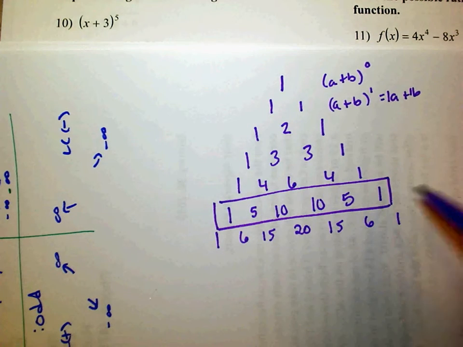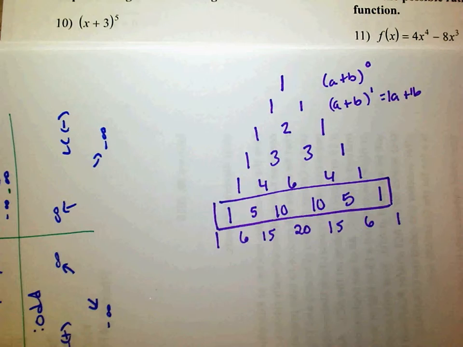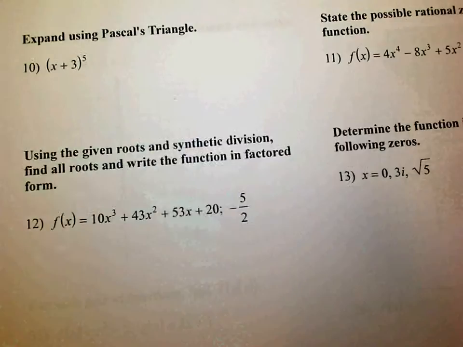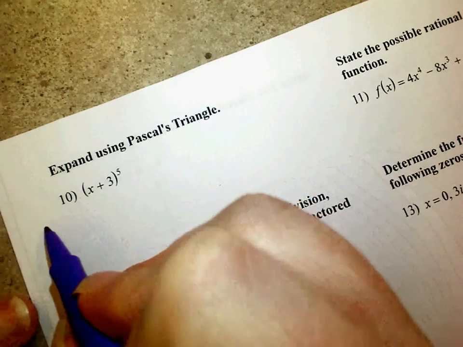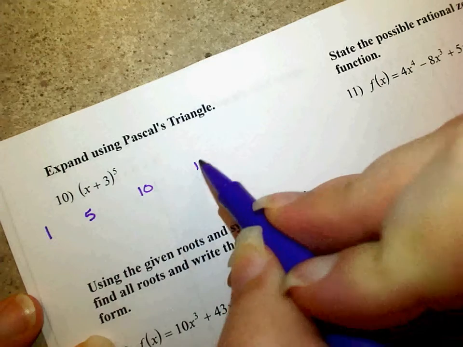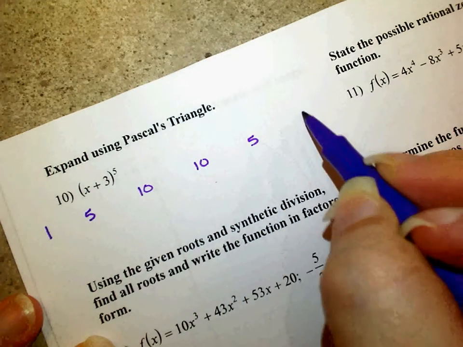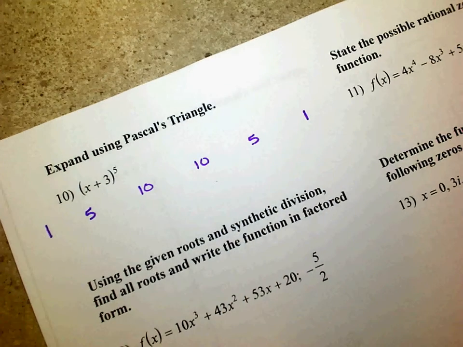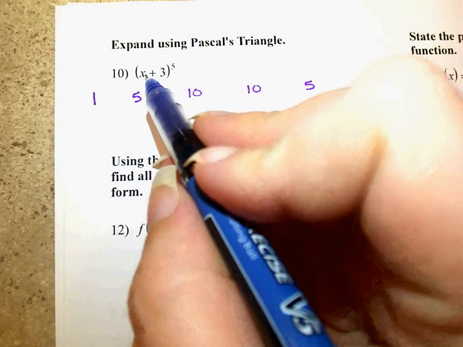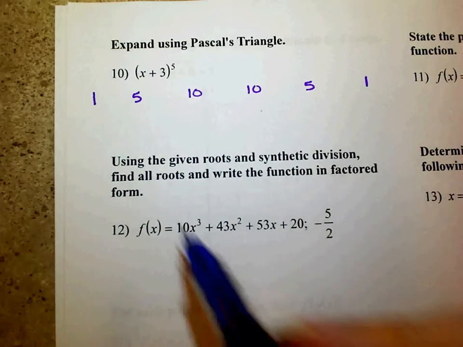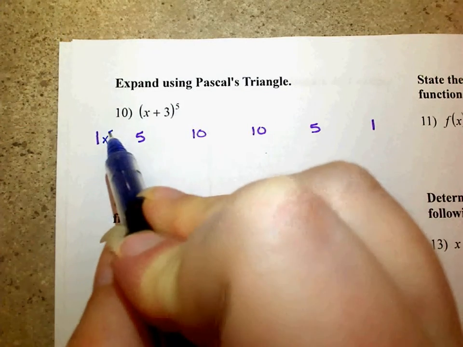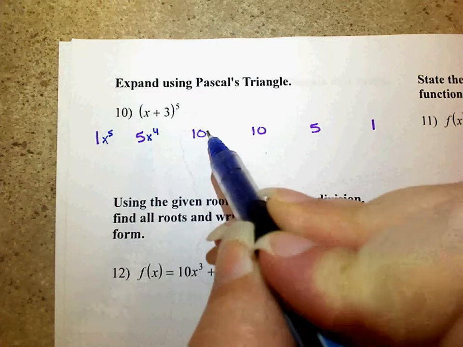So I'm going to write those numbers out. 1, 5, 10, 10, 5, and 1. Okay, so now what I do is I take the first term, x, and I raise it to the 5th power and write it for the first term. So I've got x to the 5th first, and then go down in power. X to the 4th, x cubed, x squared, x.